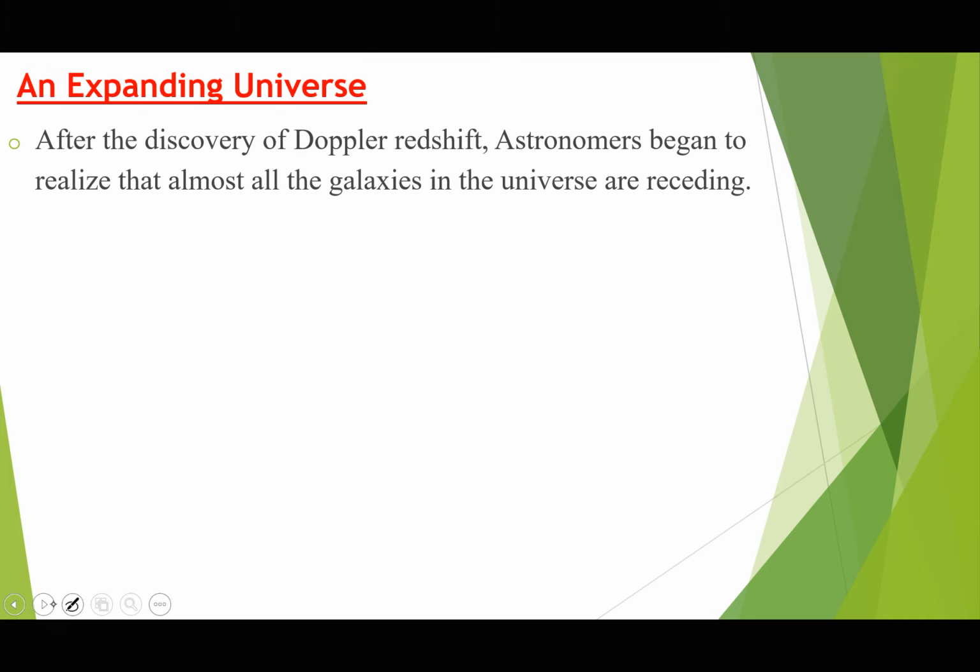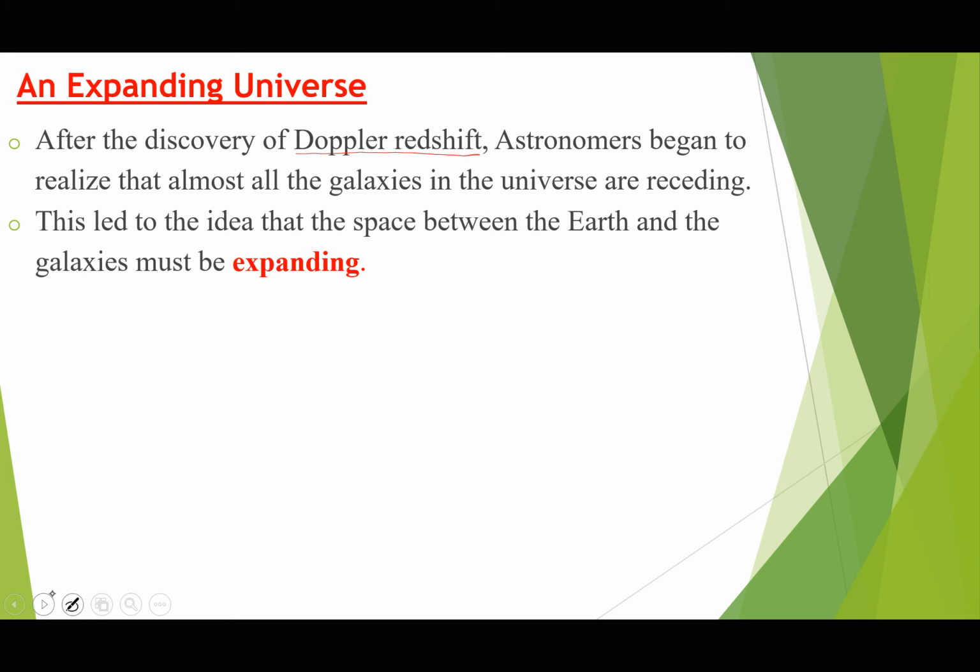So let's understand the expanding universe. After the discovery of the Doppler redshift, which we have just explored, which argues that the wavelength of the spectral lines shifts towards the red end of the visible spectrum, astronomers and cosmologists began to realize that almost all galaxies in the universe are receding. And if all galaxies in the universe are receding, then we can argue that the space between the Earth and the galaxies must be expanding. It's like the space between all objects in the universe is increasing.